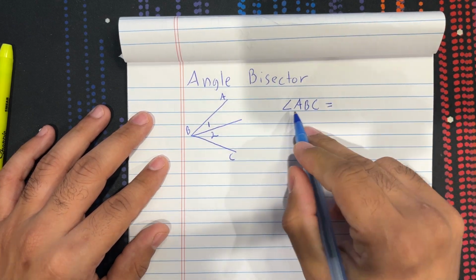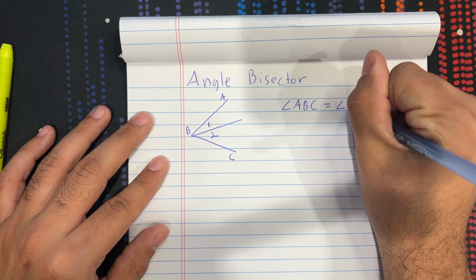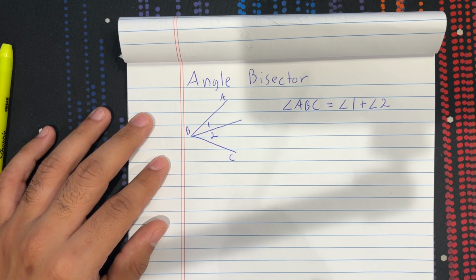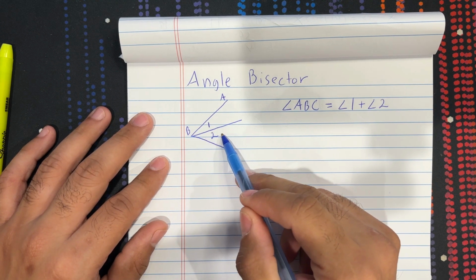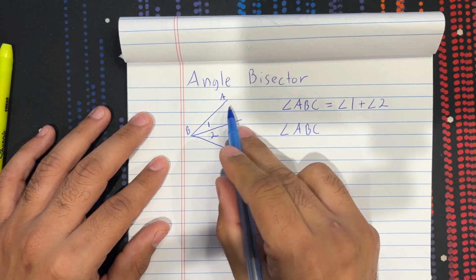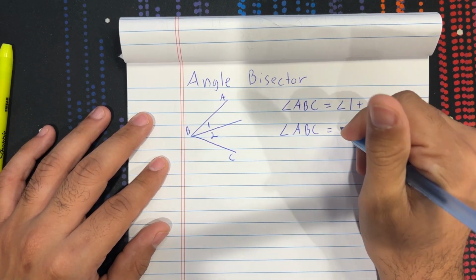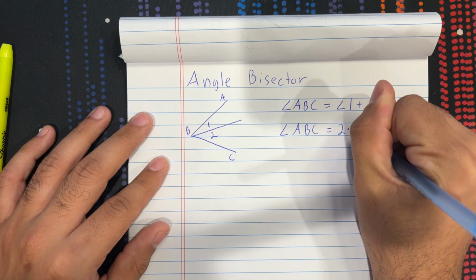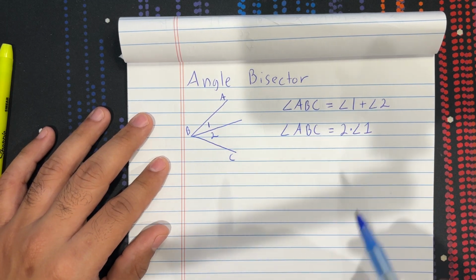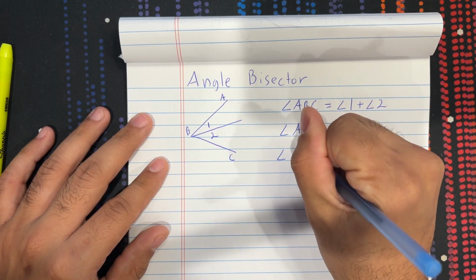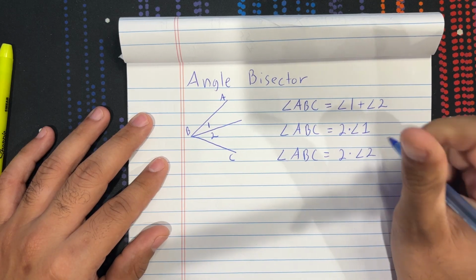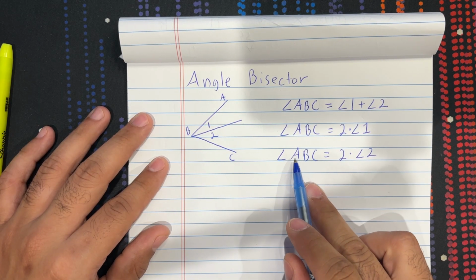So I can write this as angle ABC should be the same if I add angle 1 plus angle 2. However, because this is cut exactly in half, I can also say that the angle ABC, the whole piece, is the same if I just double angle 1, because angle 1 is exactly half of the entire piece. And same thing, if I want to talk about angle 2, I can just double the size of angle 2 and it will give me the entire measurement.